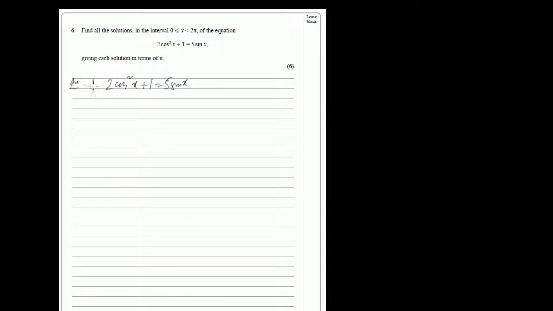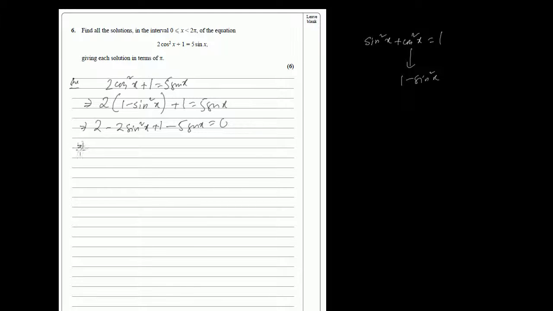sin x. In order to do this, we have to make sure the entire sum is only in one identity. So for cos squared, by using the basic trigonometric identity that sin squared x plus cos squared x equals 1, we can write cos squared x is 1 minus sin squared x. We can also write sin squared x is 1 minus cos squared x. So from here we have 2 times (1 minus sin squared x) plus 1 equals 5 sin x. So 2 minus 2 sin squared x plus 1 minus 5 sin x equals 0.